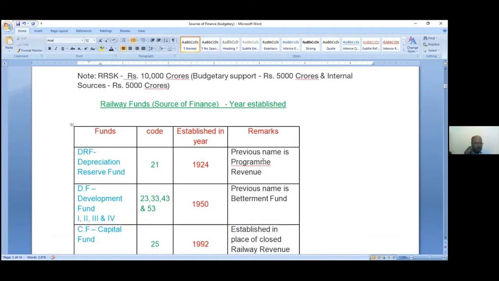Now we'll check a broad outlook of railway funds and the year each was established. The oldest working fund in Indian Railways is the DRF, Depreciation Reserve Fund. The numerical code, the first 2 digits in the capital allocation, is 21. This is the oldest working fund, established in 1924. The previous name of this fund is Program Revenue. In 1950, the Development Fund was instituted. Its old name is Railway Betterment Fund. Here the first 2 digits of the allocation are 23, 33, 43 and 53. That means 4 parts are there, we will discuss later.